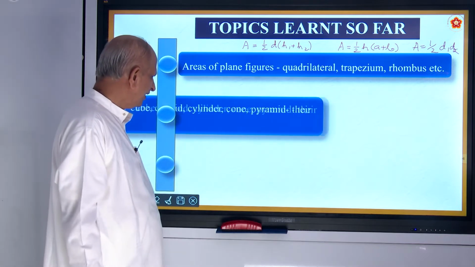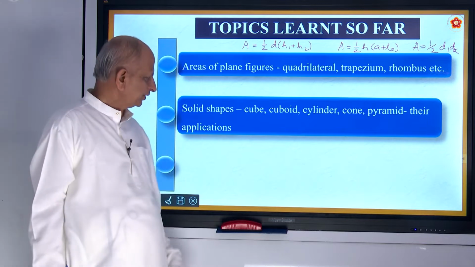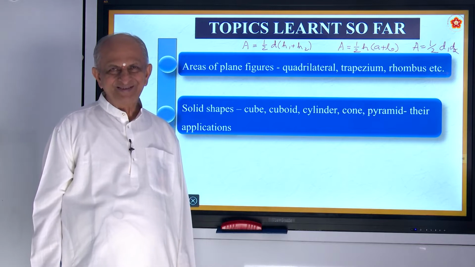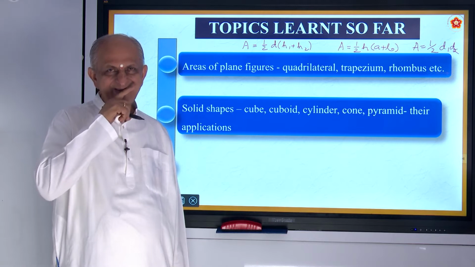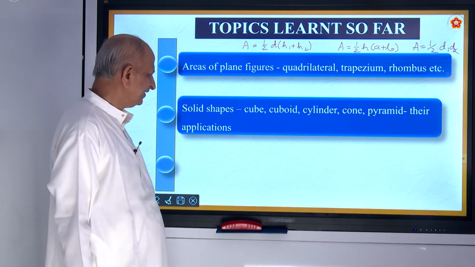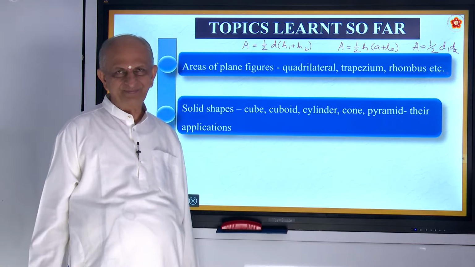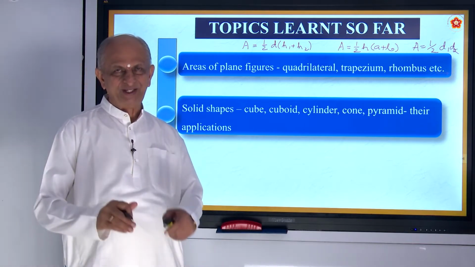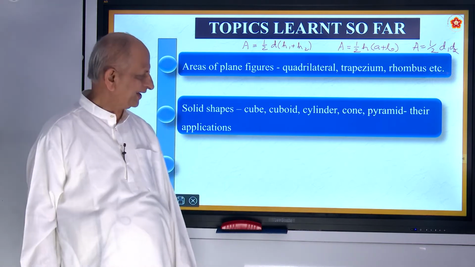And now also we have studied about solid shapes. Cubes, where are you seeing cubes? Ice cubes, correct. Then sugar cube. Then tea boxes, correct. Like that you see lot of cubes. Cuboids, water tank, closed water tank. Not suitcases, boxes and so on. Make a list of all those things, correct.